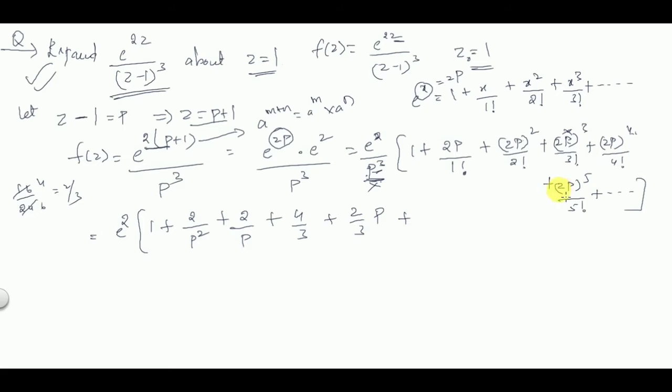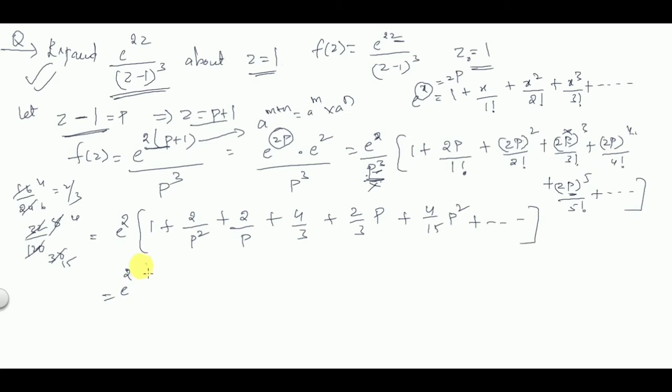Plus 2 to the power of 5, that is 32 divided by 120, you will get 4 by 15 into p to the power of 5 multiplied by 1 by p cube becomes p square, right? Plus so on. So what is p again? p is equal to z minus 1.